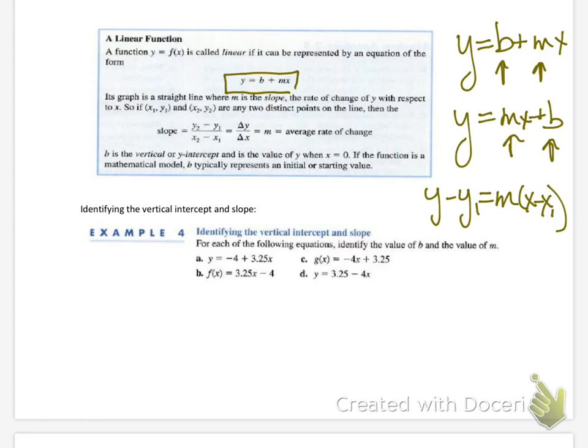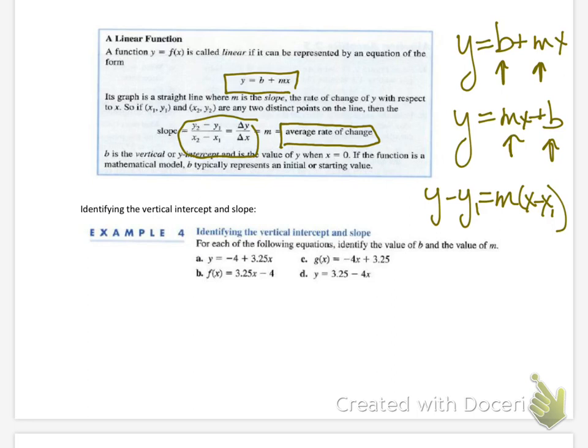Again, here's the equation for slope that I talked about on the previous slide, and m is the slope, and we're going to identify that as your average rate of change. The b is the vertical or y-intercept of the function. So if you plugged in 0 for x in your equation, you would get your b value back.